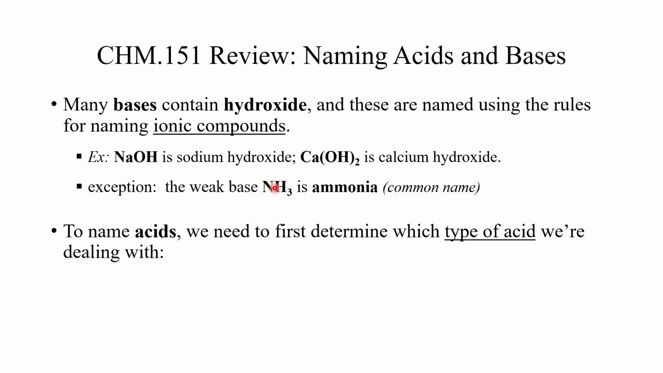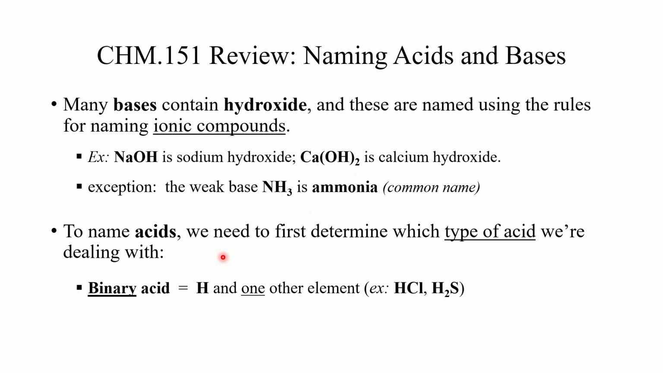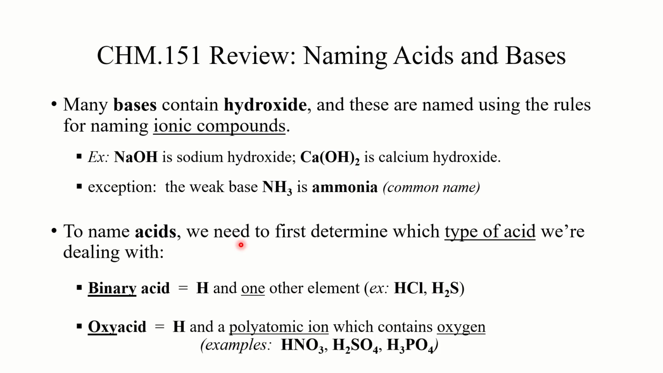To name acids, we need to determine which type of acid we're dealing with. We're either dealing with a binary acid, which is hydrogen and just one other type of element, so HCl or H2S are two examples, or you're dealing with an oxyacid. Oxyacids are when you have a hydrogen and a polyatomic ion which contains oxygen, so a hydrogen and an oxyanion, like HNO3, H2SO4, H3PO4, and so on.